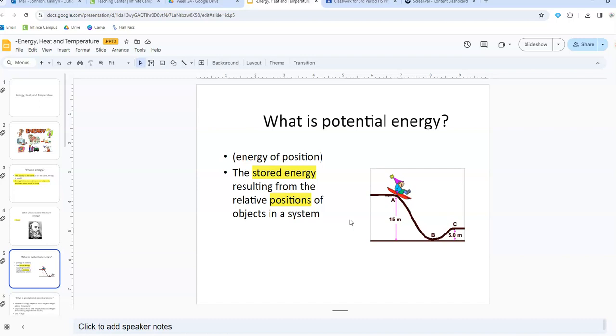If you're on a slide or a roller coaster that goes super high up in the air, when you start going down, you're going to pick up speed because you have a lot more of that stored energy that wants to turn into energy in motion, which we'll talk about in just a second.